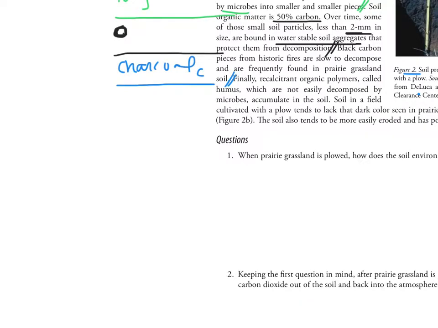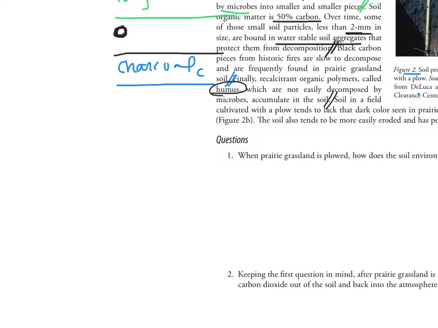Finally, recalcitrant organic polymers called humus. So another special word right here, humus, which are not easily decomposed by microbes, accumulate in the soil. I love the verbiage here. Recalcitrant. Finally, recalcitrant organic polymers. Let's break that down. Recalcitrant by Merriam-Webster Dictionary: recalcitrant is obstinately defiant of authority or restraint, not responsive to treatment.